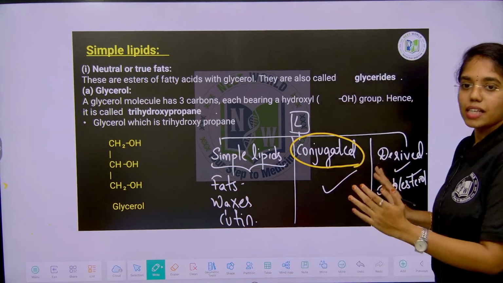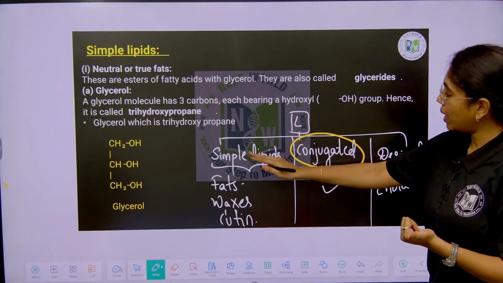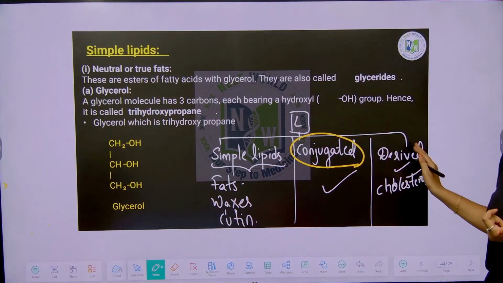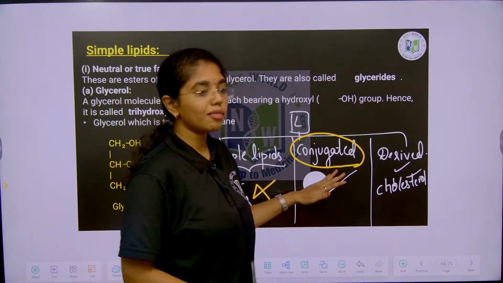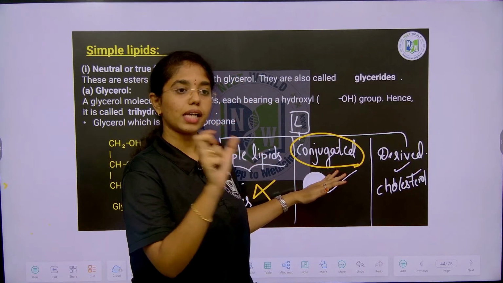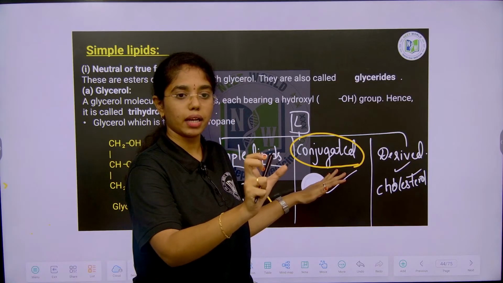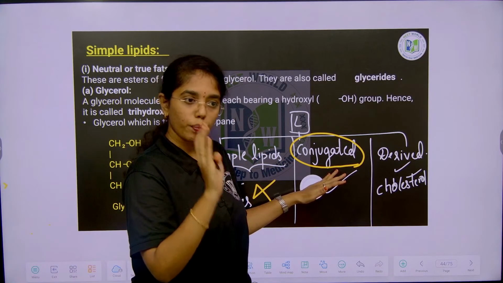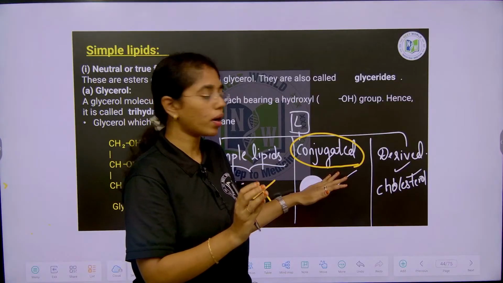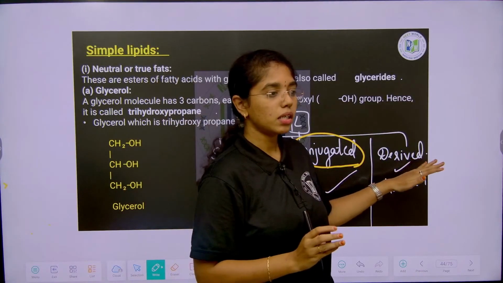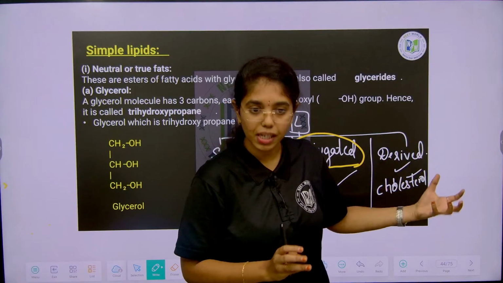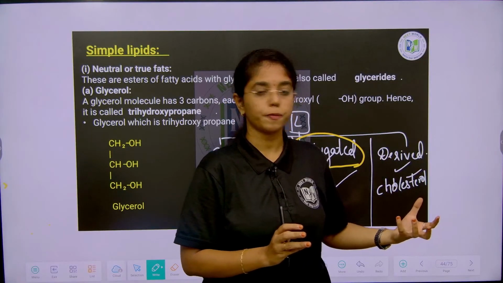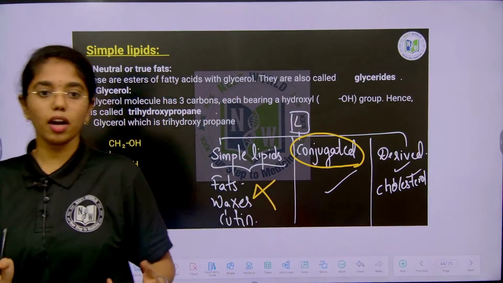So the basic classification you have to remember is simple lipids, conjugated lipids, derived lipids. Simple lipid types are not required. For conjugated lipids, remember that along with fatty acid and glycerol, some other components are added: it can be phosphate, proteins, or pigments. Derived lipids can or cannot have fatty acid and glycerol, but they exhibit fat-like properties. Got it? Clear all?